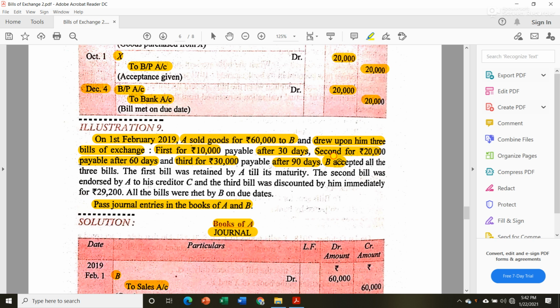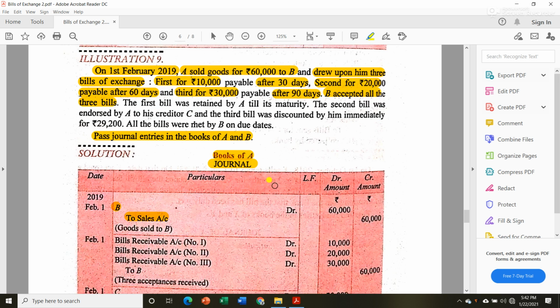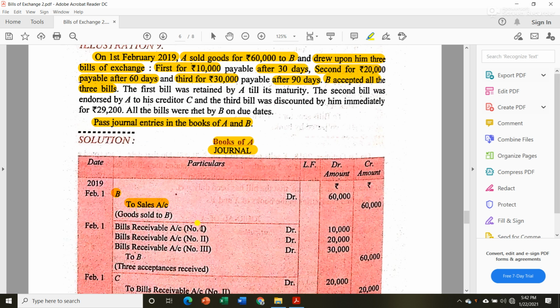Now B accepted all the 3 bills. For accepting these bills there will be transactions, as we know, in both A and B's books. Since we have 3 different bills of 3 different values as well as 3 different maturity periods, in the journals also we will be treating each bill as a separate one. So for better understanding we give them names like number 1, number 2 and number 3. You can write, or you can write bill receivable account number A, number B, number C. It's up to you.